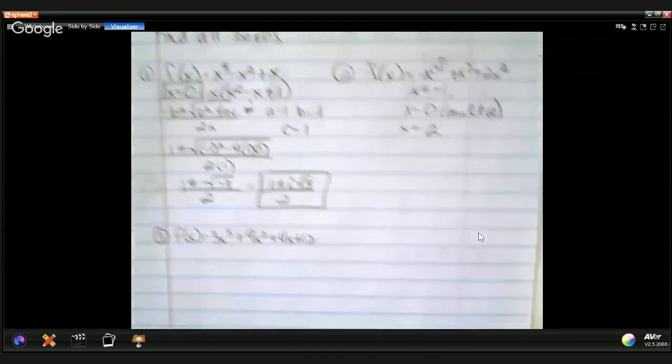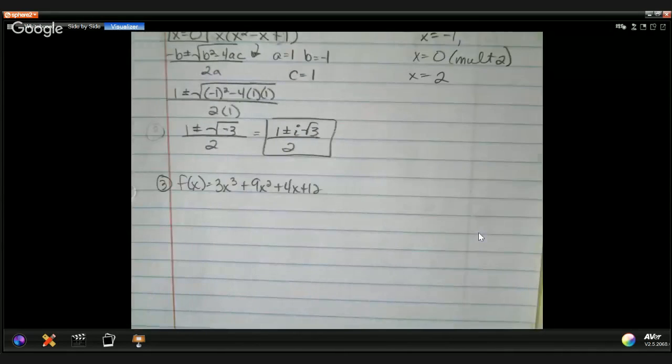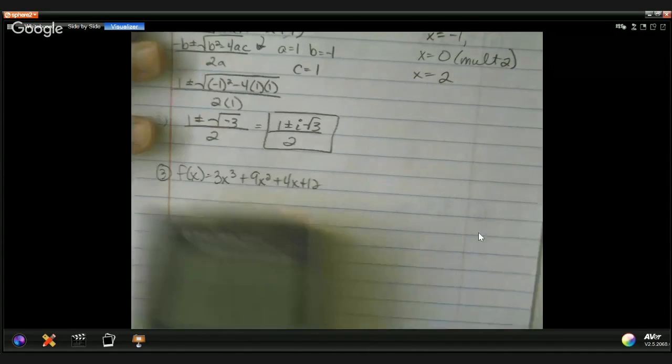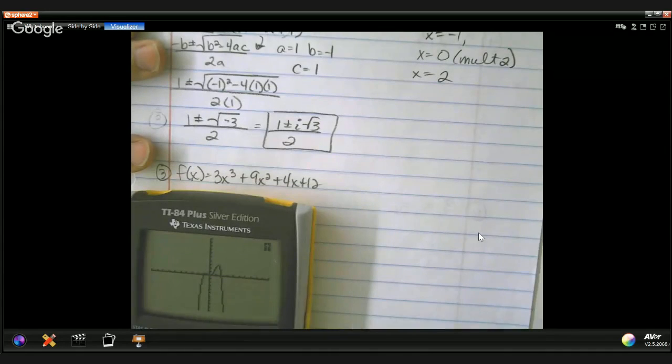All right, let's look at the last one. Again, you always want to start off to see if you're lucky and see if you can find any zeros. So I'm going to plug this in: 3x to the third plus 9x squared plus 4x plus 12. And I graph it.